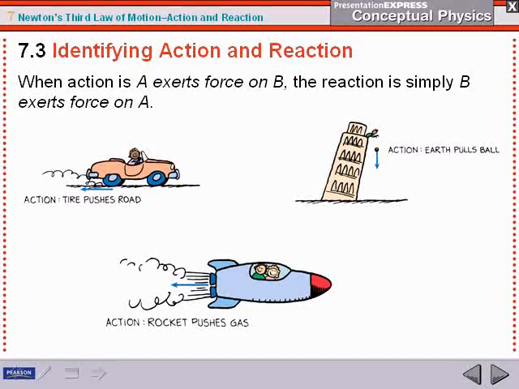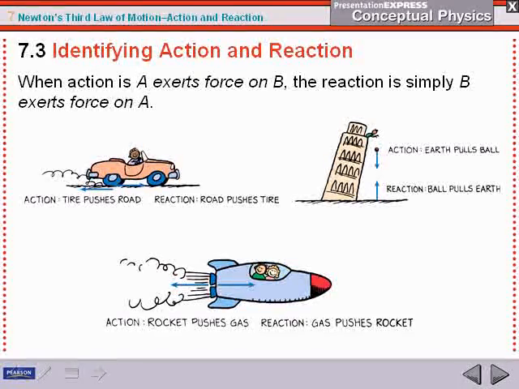Here are some other ones to ponder. First one, action: tire pushes the road. Well, it's easy. Road pushes tire. Action: Earth pulls ball. Well, ball pulls on Earth. And rocket pushes gas. Gas pushes rocket. Now, we'll talk a little bit more about the rocket and the gas because it's not what it appears to be.